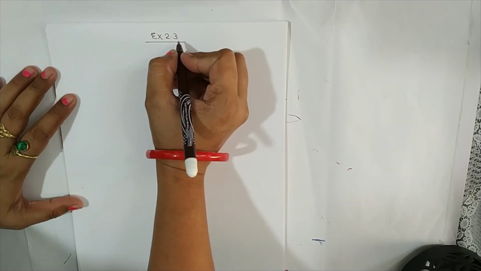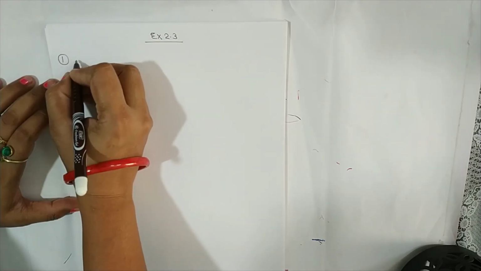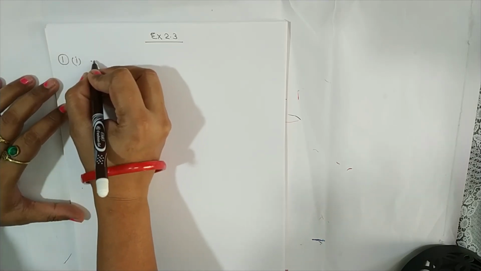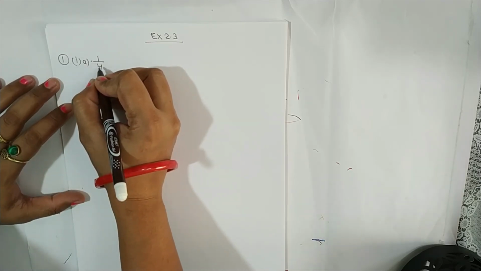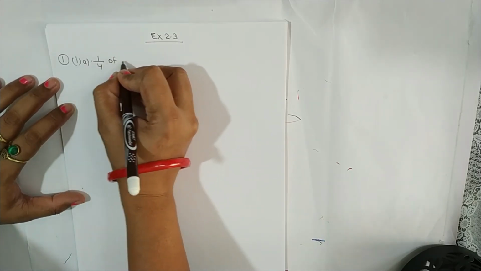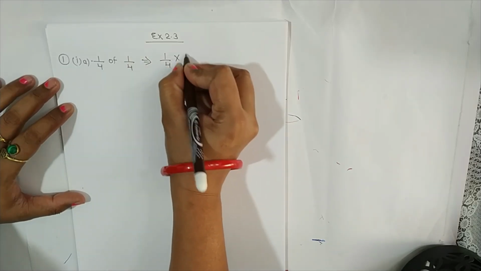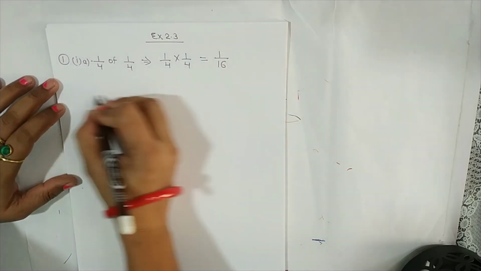In this video we will discuss exercise 2.3. So question number 1, first part A, 1 upon 4 of 1 upon 4. It can be written as 1 upon 4 into 1 upon 4. So the answer will be 1 upon 16.